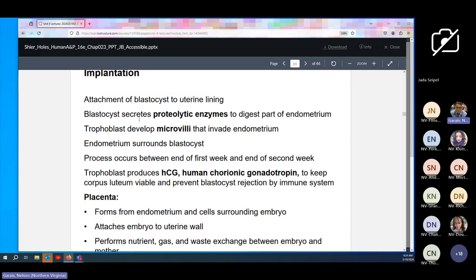Okay. Implantation. Of course, the blastocyst has proteolytic enzymes. It has to eat away at that endometrium so it can plant in. And I call them podocytes. Actually, that's another word for the microvilli. These little feet or these little fingers start invading the endometrium because it's got to dig in there.